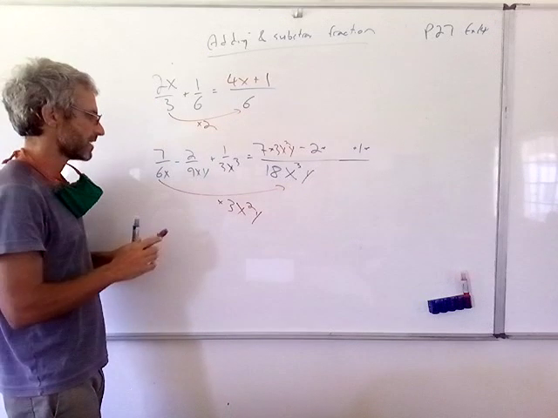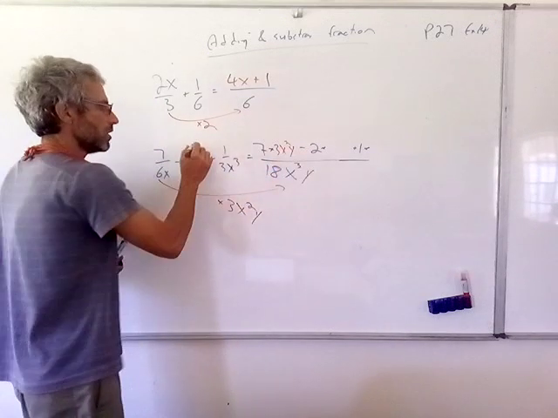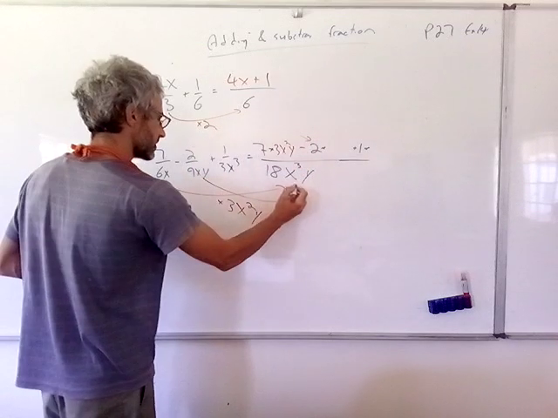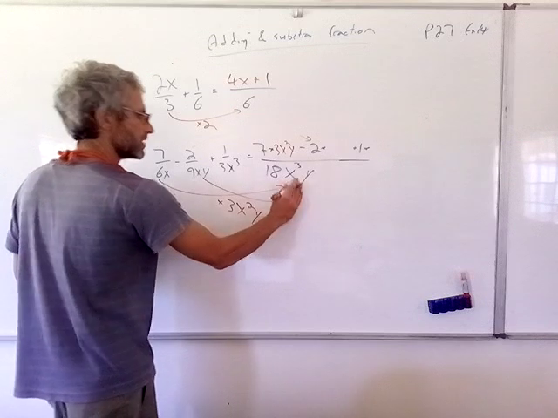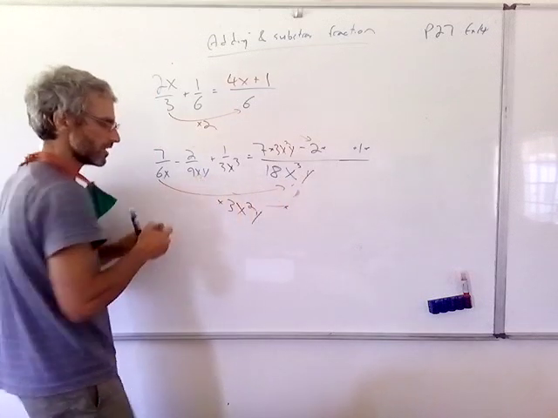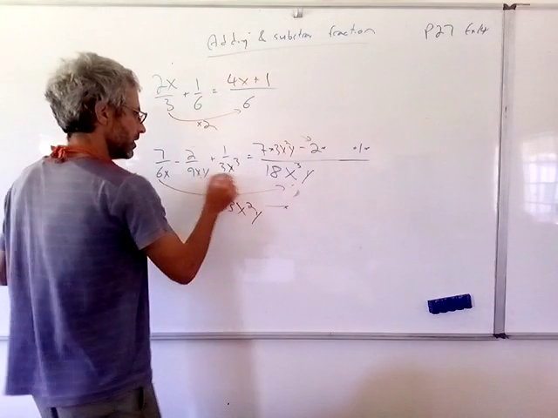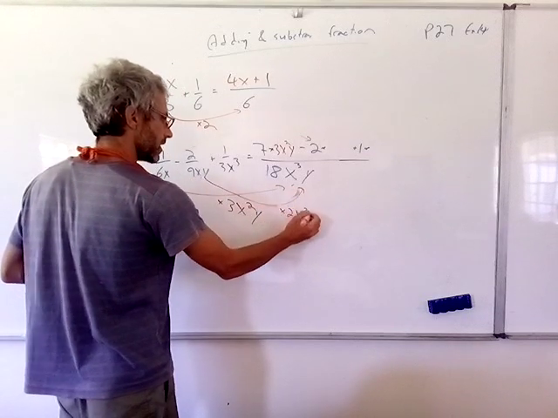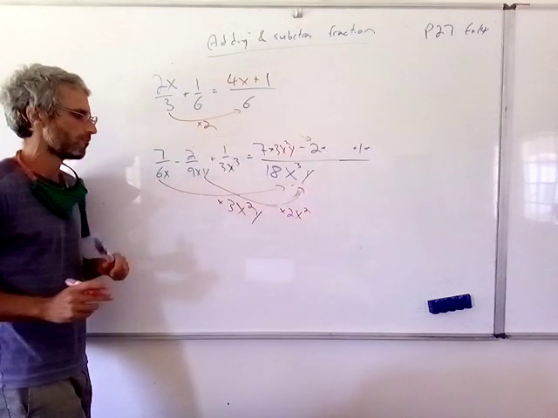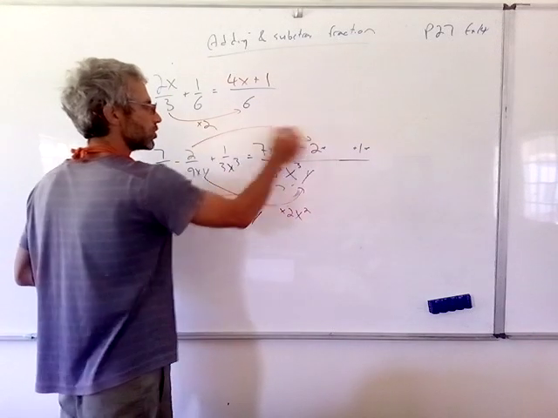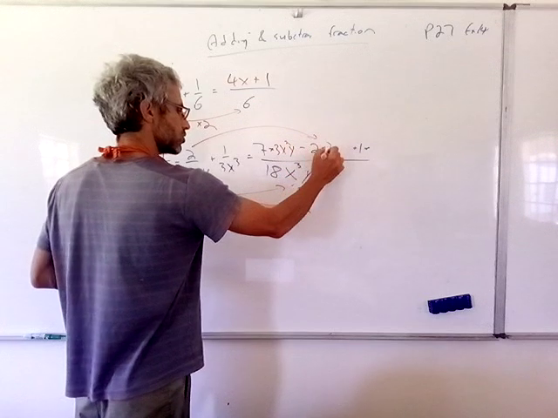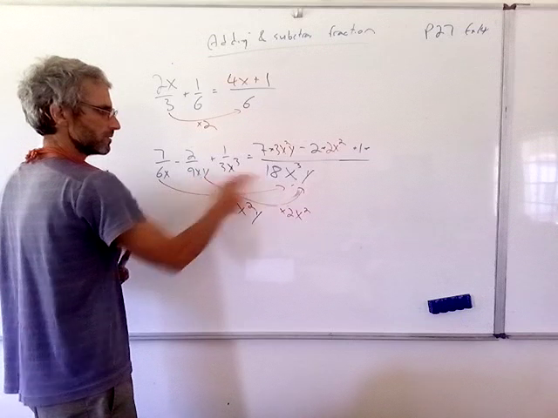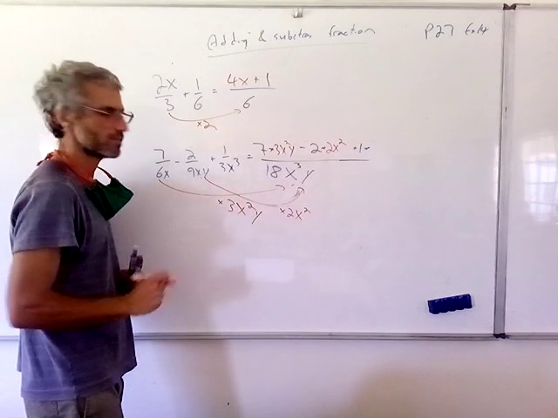We'll leave that to the next step. Next one, the 9xy. What did I multiply it by? Let's do another color. 2x squared y. Say again, what is it? Times 2x squared. That's it, not y, because we already have a y. So the 2x I'm also going to multiply by 2x squared. I don't need y because the y is already there.